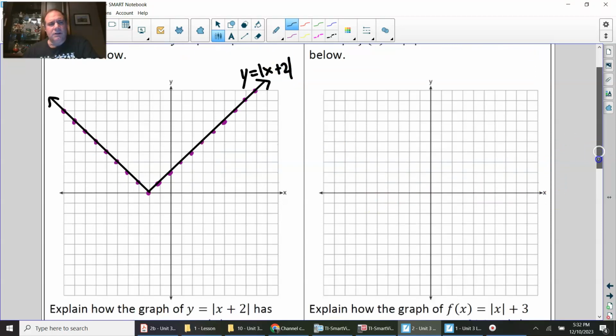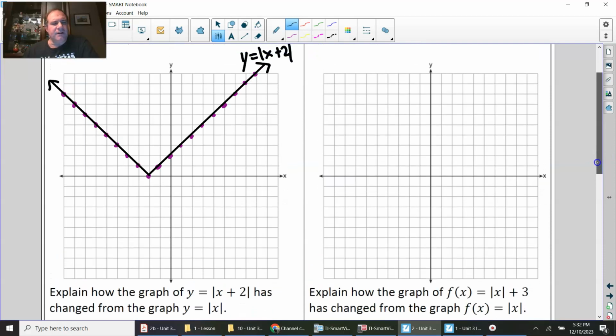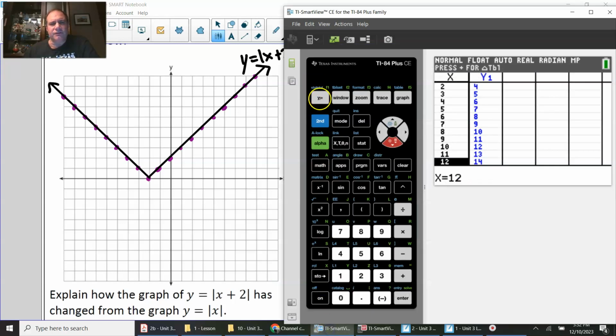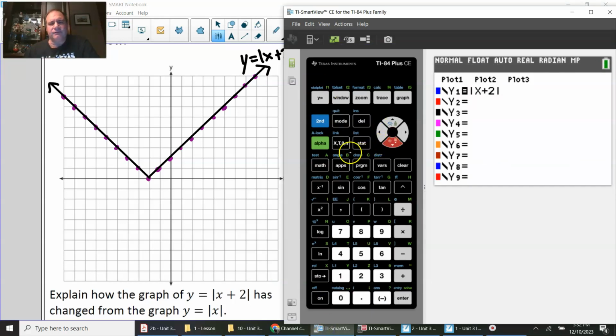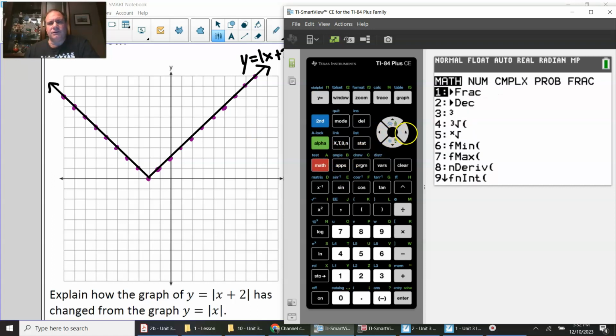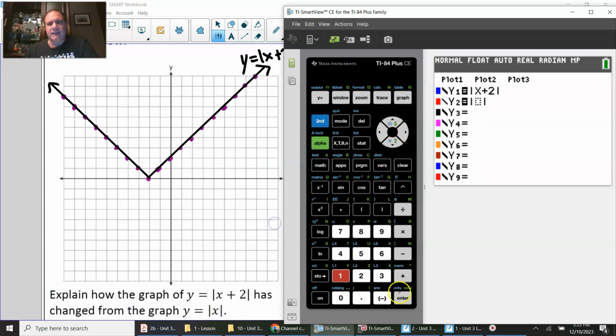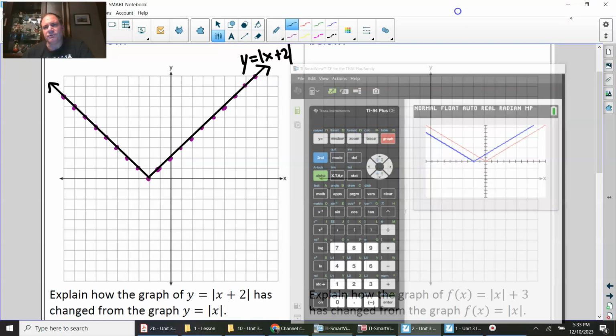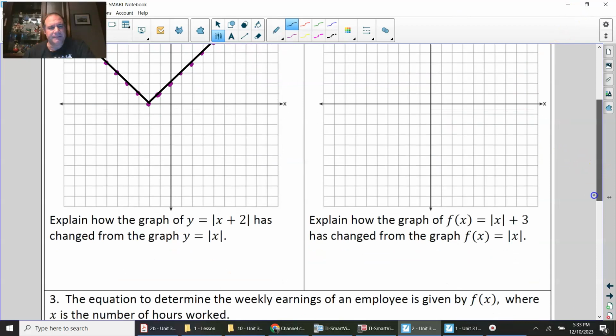All right, so explain how the graph of y equals the absolute value of x plus 2 has changed from the absolute value of x. So if you could just take a look, the parent function is always just the absolute value of x. It's called the parent function. You press math and go over to num, and you're just going to put x in, and you could see from the parent function that the red is the parent function. The blue, what happens from the red to the blue, you could explain it. It moves 2 to the left.